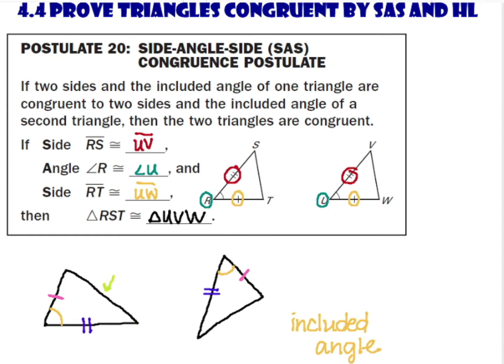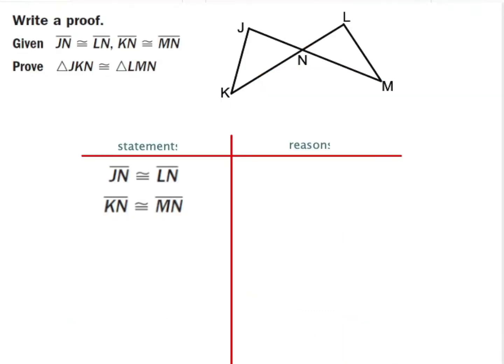Then we could know that the third side was congruent to the third side, and the other angle was congruent to the other angle, and the other angle was congruent to the other angle. We would know that everything was congruent because these triangles would be congruent by the side angle side congruence postulate. Let's try a proof. I told you these are going to get fun this chapter.